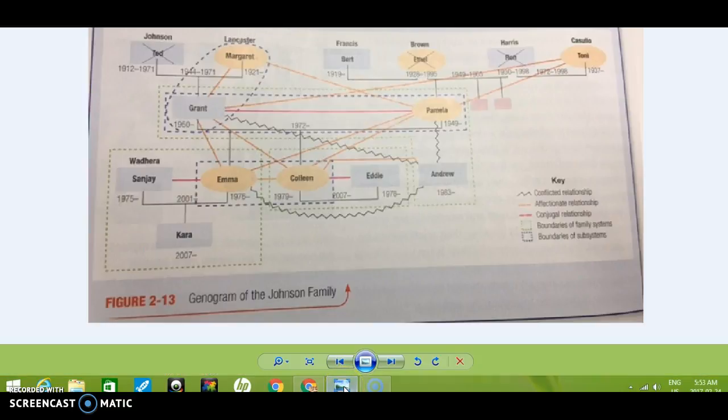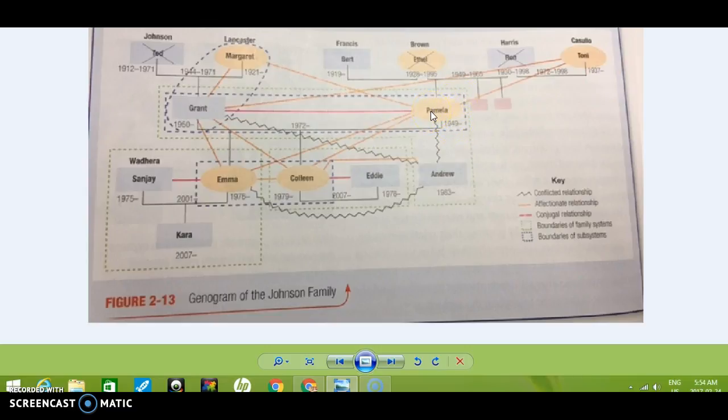Here's an example from the textbook for this course. Here we have two people who were married. According to the legend, Ted is no longer here as he has passed away. So Margaret, the mother, has a subsystem with Grant because she no longer has a husband. Her son, Grant, has married Pamela, and here we can identify Pamela's family.